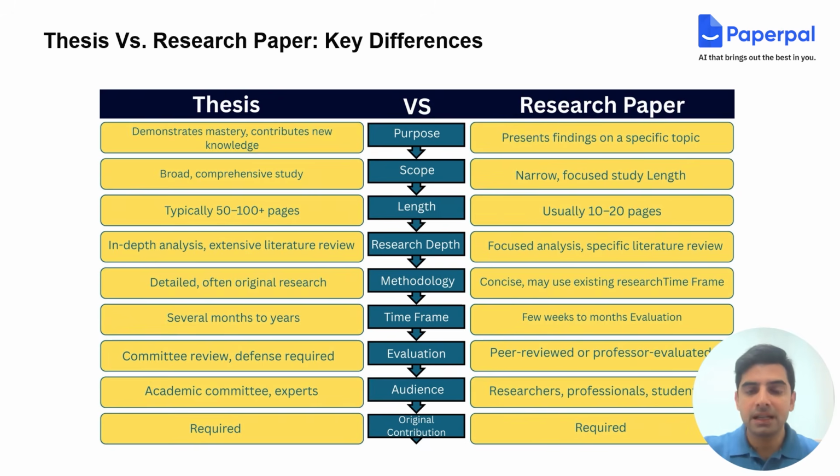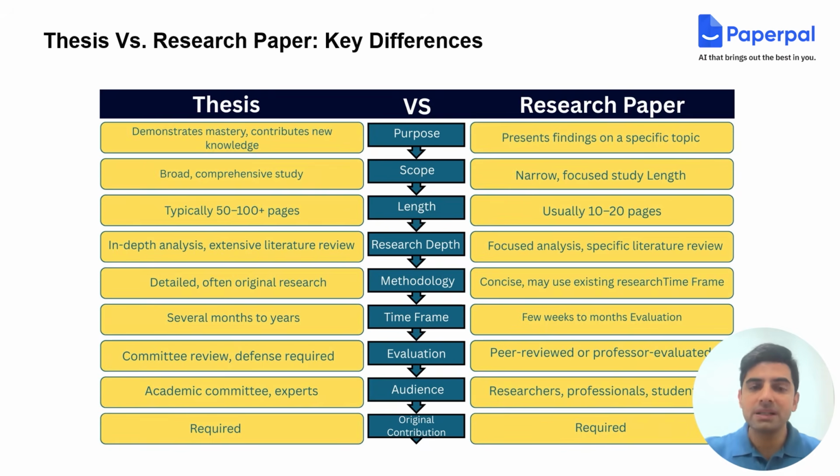Number three, length. Now, length for a research thesis is quite long. For example, my own thesis was 192 pages, and some theses are even longer than 300 pages. On the other hand, a research paper is quite short, around 10 to 20 pages. So for example, if you are submitting to a conference, you have even less space. And if you are submitting to a journal, you have a bit of space, maybe around 10 to 20 pages.